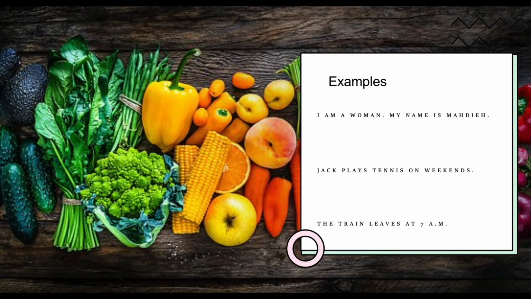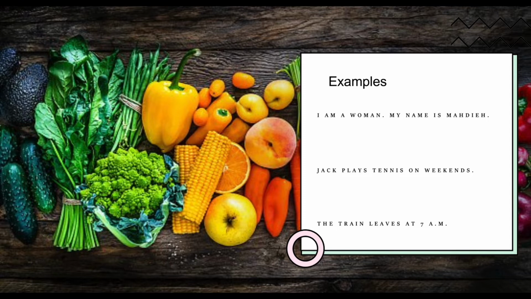They are. We use the present simple to talk about general statements, facts, and habits. We also use it for events like plane and train times, basically anything that is a schedule. Here are some examples. I am a woman. My name is Medea. This is a general statement of fact.